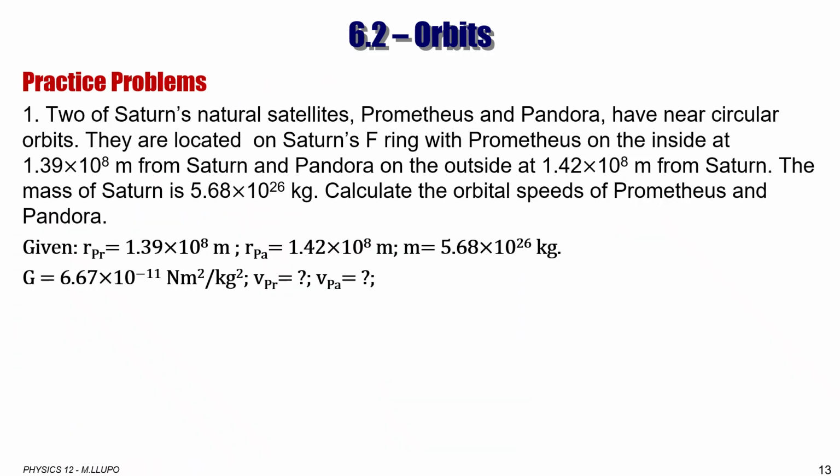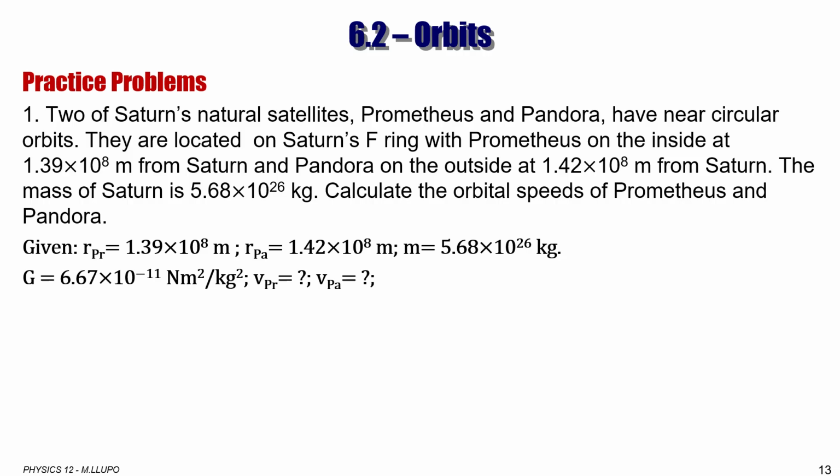Let's practice solving a problem involving orbiting. Two of Saturn's natural satellites, Prometheus and Pandora, have near circular orbits. They are located on Saturn's F ring, with Prometheus on the inside at 1.39 times 10 to the power of 8 meters from Saturn, and Pandora on the outside at 1.42 times 10 to the power of 8 meters from Saturn. The mass of Saturn is 5.68 times 10 to the power of 26 kilograms. Calculate the orbital speed of Prometheus and Pandora.